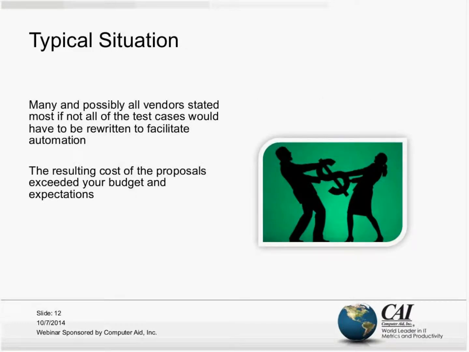Typical situation, when you got the bids back, many and possibly all of the vendors stated most, if not all, of the test cases would have to be rewritten to facilitate automation. The resulting cost of the proposals exceeded your budget and your expectations. So you've got this regression suite of manual test cases that is just cumbersome, takes a long time, costs a lot of money, it's a lot of manual execution, and so you open it up to bid, and all the bidders come back and say, we have to rewrite all of these test cases because we can't automate them. Here's the dollar value for doing that. You look at it and go, I don't know how we're going to get there from here. I wasn't expecting this.